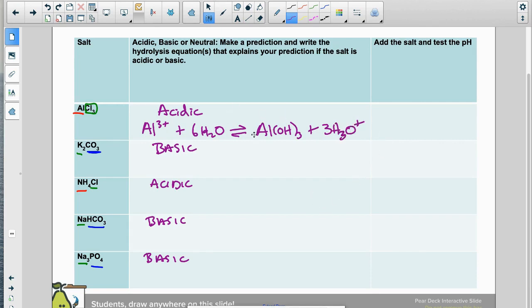So the aluminum is a positive ion. It attracts the oxygen and pulls electron density away from the bond between oxygen and hydrogen and causes those water molecules to be more acidic, causing the formation of acid here. So for CO3 2-, it will act as a base and react with water in this way.